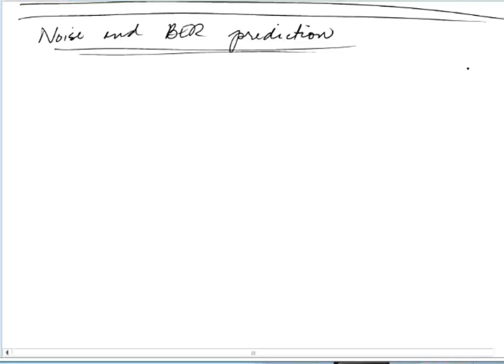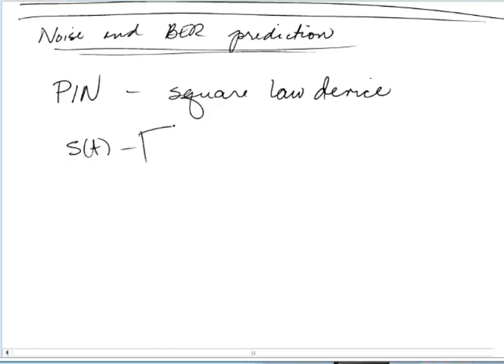So a PIN is basically a square law device. Whatever signal is input, whether it's constant or it's time varying, we'll see its field squared during the optical to electrical conversion, a square law device. So some signal in to a PIN, what comes out is proportional to the signal squared. However, it's not just the signal squared that comes out. There are also noise sources.